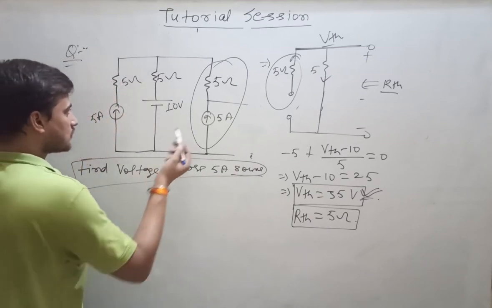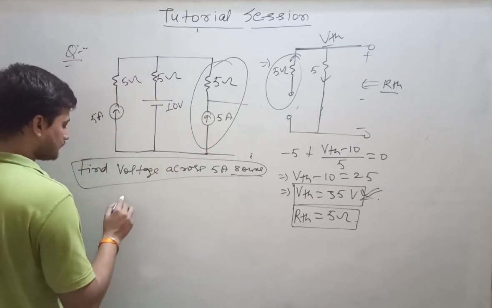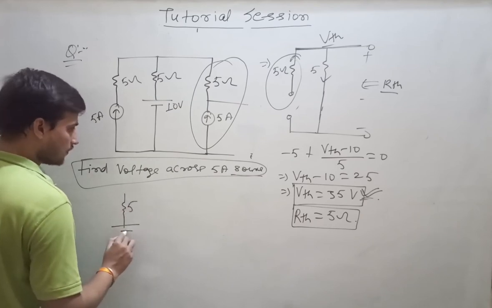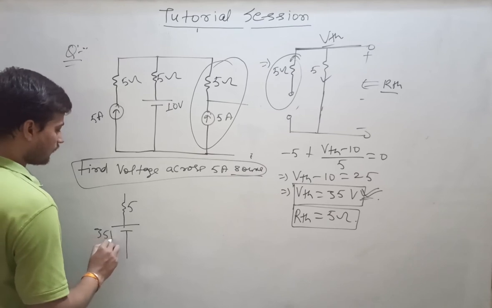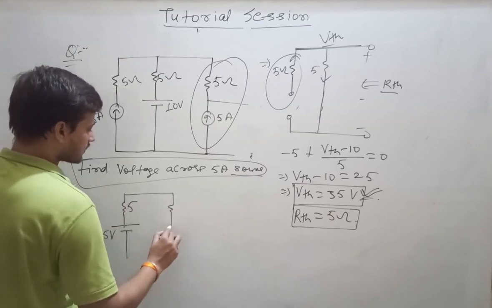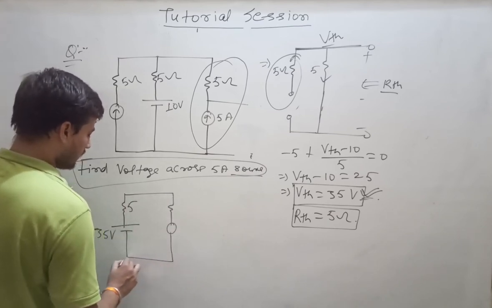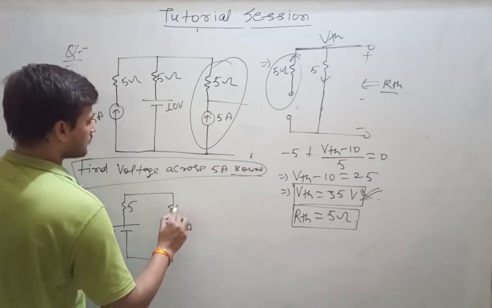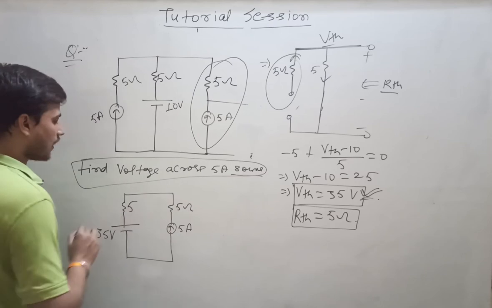So next, redraw the circuit. Thevenin circuit, that means 5 ohm. This is 35 volt. Now let us connect the load. This is 5 ampere. This is 5 ohm. Clear?